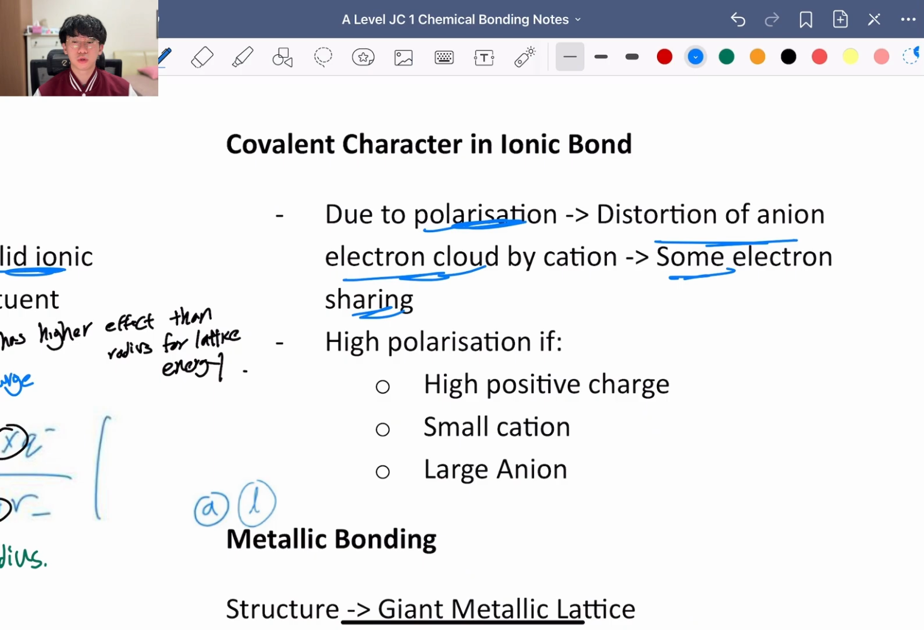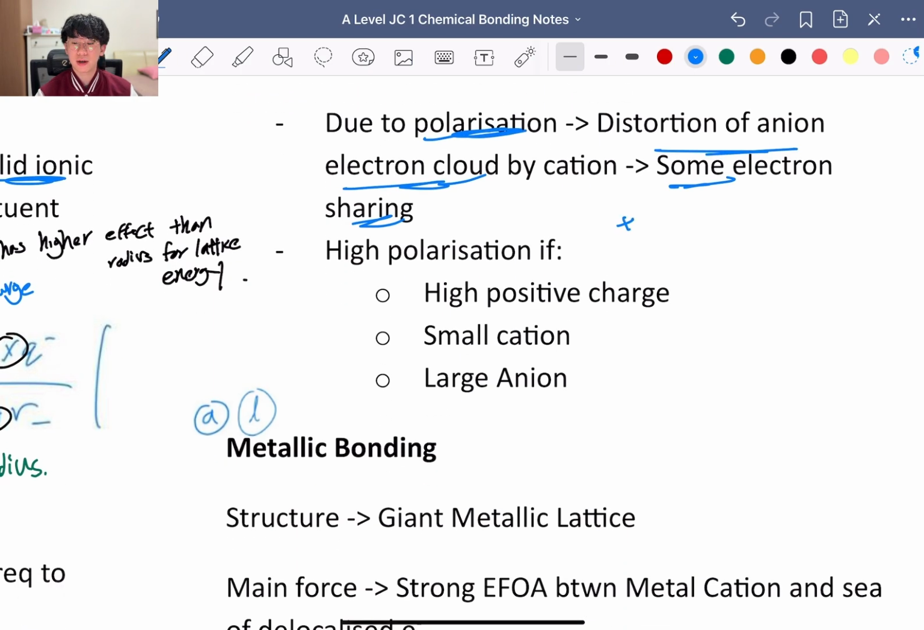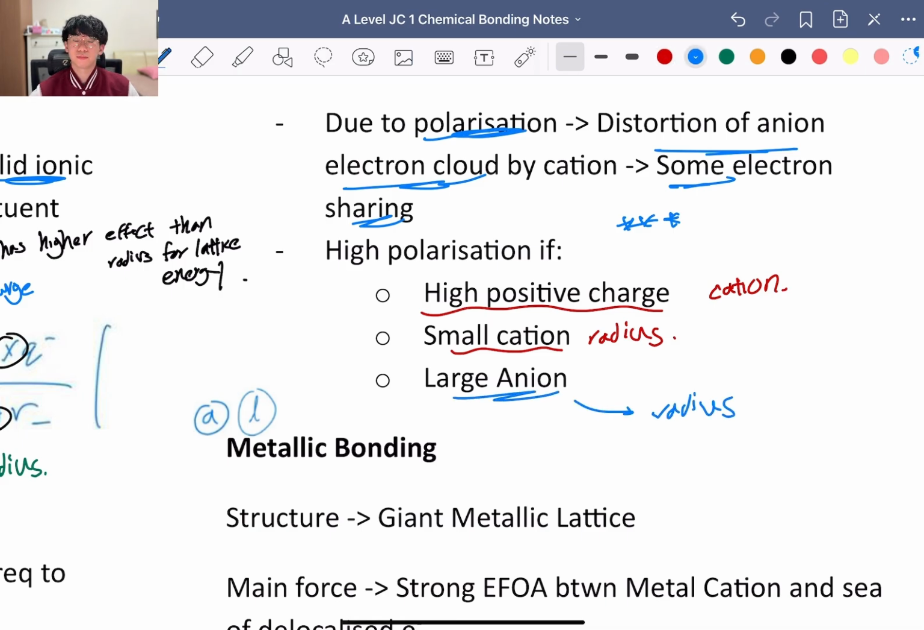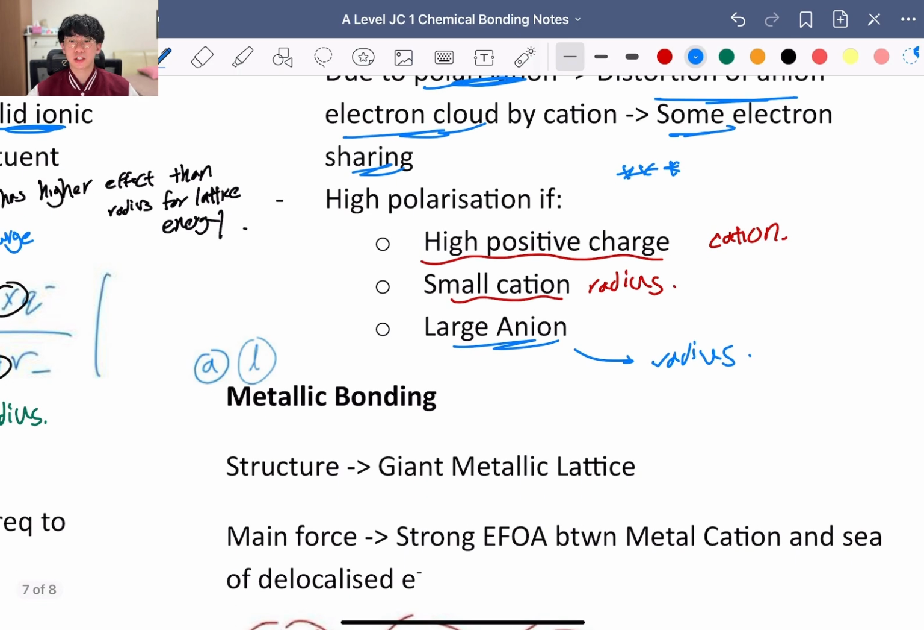And these factors are due to, yes, do take note of this, it's very likely to be asked. So when you have a high positive charge on your cation, it tends to be very small. So we look at the radius. And then we look at the anion radius, which is very huge. And these factors all make it such that there is high polarization. Of course, when there's low polarization, you look at the opposite.